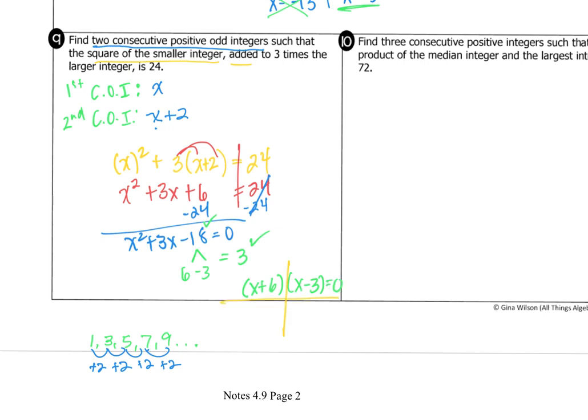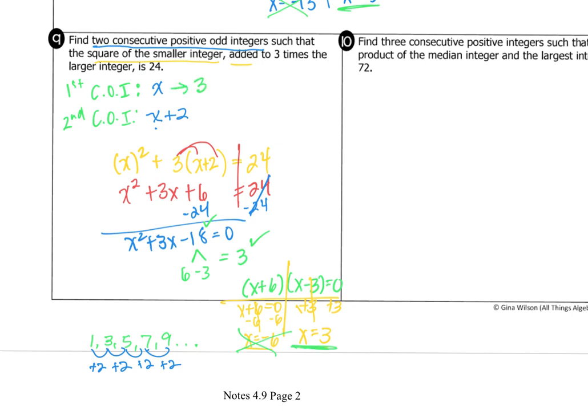We would t-bar. If we say x plus 6 equals 0, we would subtract 6 from both sides, and x equals negative 6. If we have x minus 3 equals 0, we add 3 to both sides and get x equals 3. So here's a key thing here. Yes, we're crossing off the negative because we want a positive number, but 6 is even. 3 is odd.